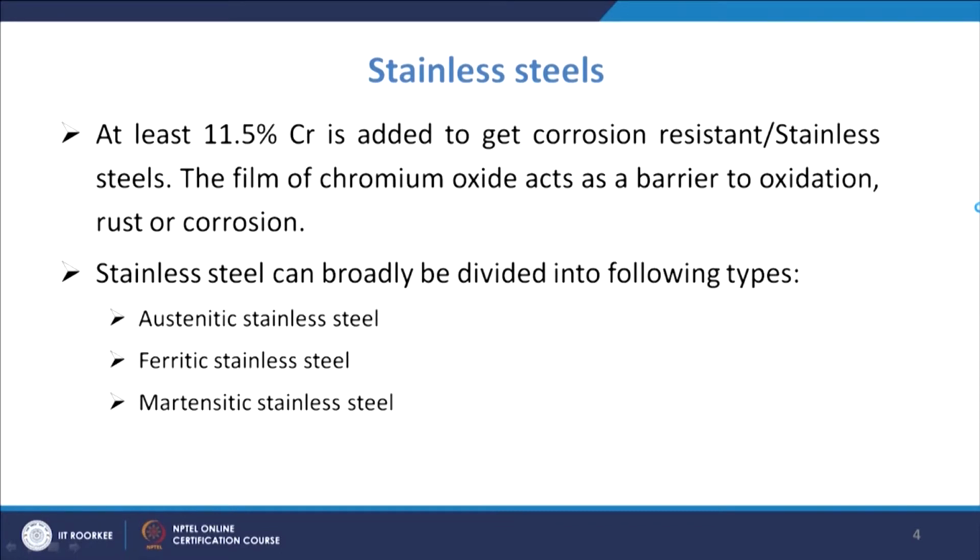Now, more importantly, when we talk about the alloy steels, then we talk about the stainless steels. As we know, these types of steels are corrosion resistant, so you typically add certain alloying elements which tend to increase the corrosion resistance of the material, and among the elements to be added, chromium is the most important alloying element. At least 11.5% of chromium is added to get the corrosion resistant or stainless steels.